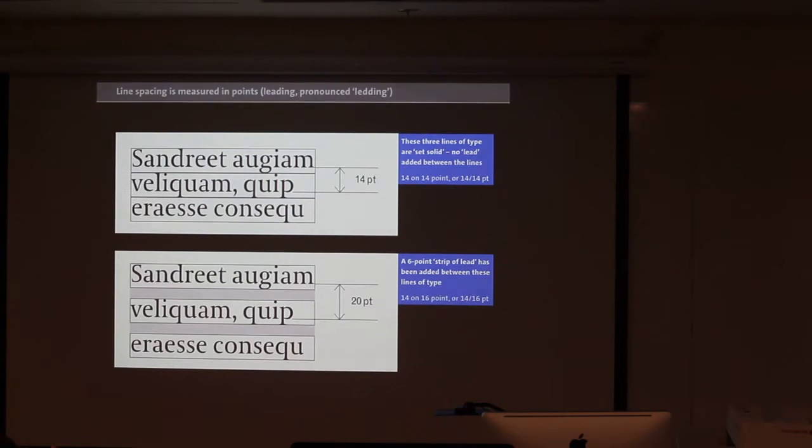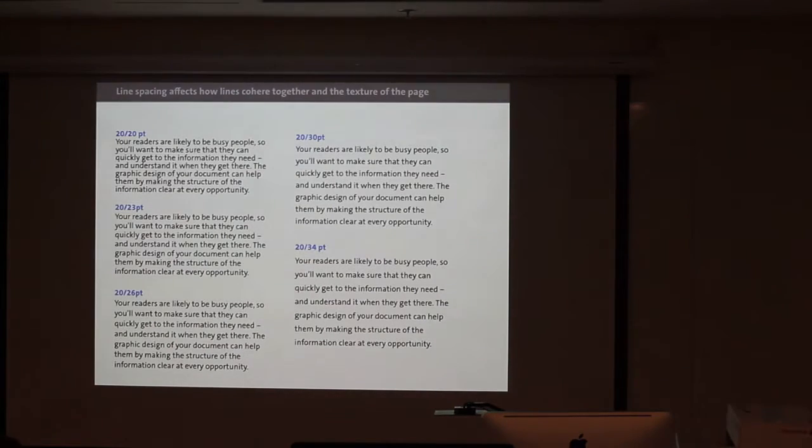We're adding space. So this is 14-point type with 14-point leading. We call this set solid, or 14-on-14. This is 14-on-20. It's not 16-on-20. Okay. So this is very tight, very hard to read. This one is quite good. This is probably too loose. You don't read the lines as a block of text.